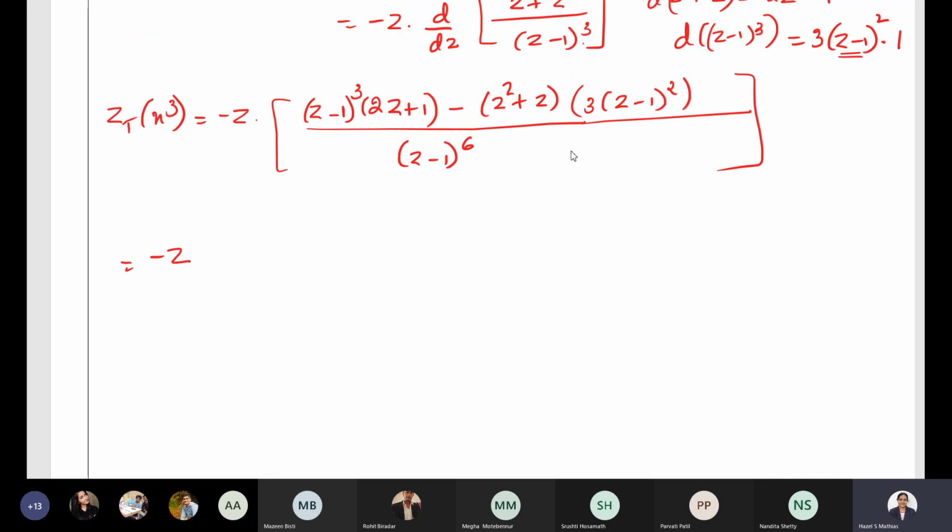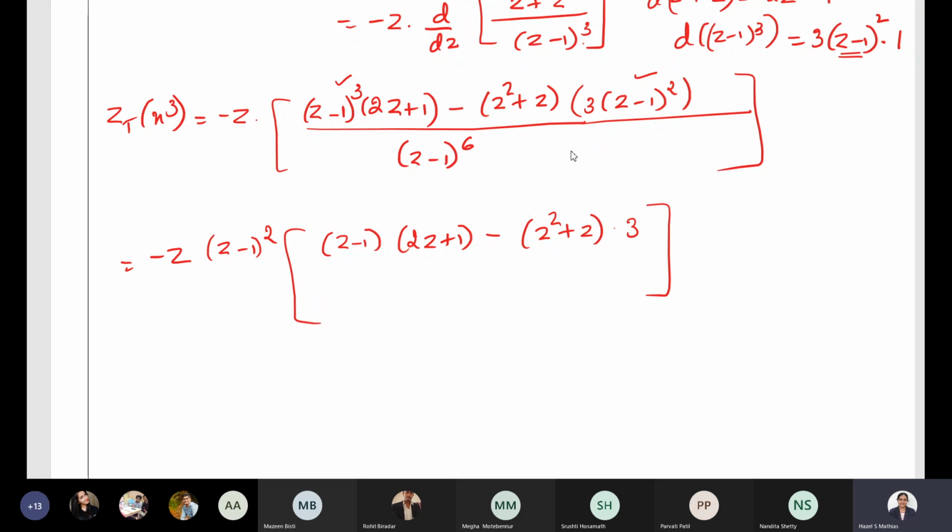Similarly, we can take z minus 1 whole square outside. If I take z minus 1 whole square, what remains over here? Just check what remains. It is z minus 1 into 2z plus 1. Similarly over here, minus, I can write this as z square plus z into 3, with z minus 1 whole square taken out, divided by z minus 1 whole power 6. Am I correct?